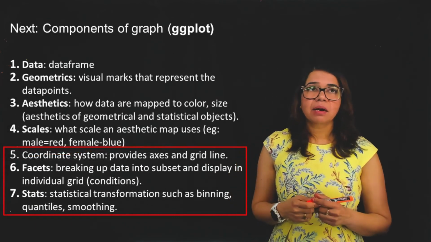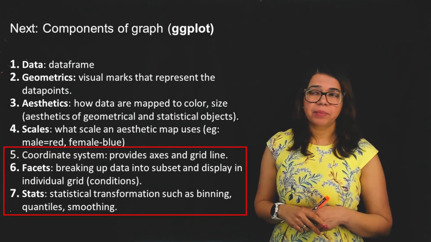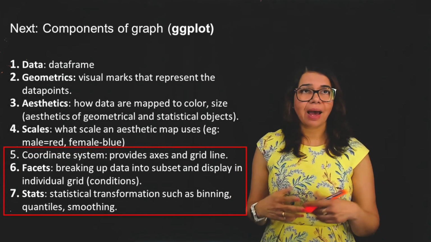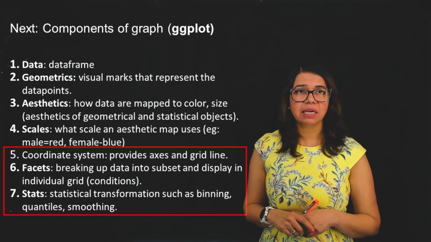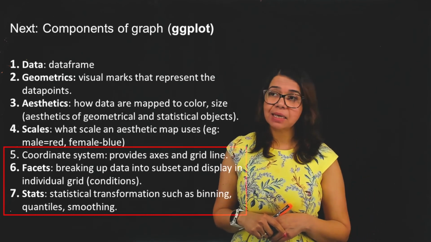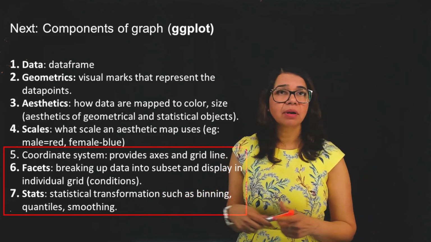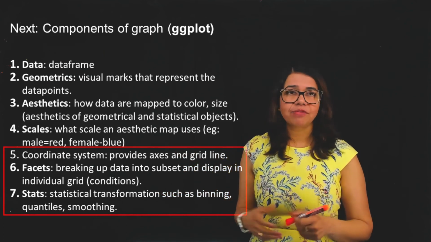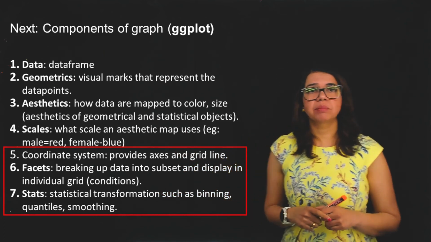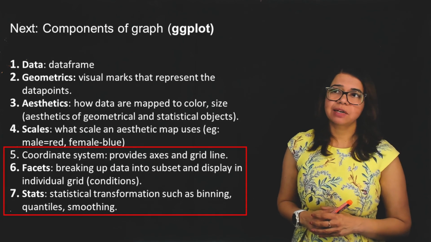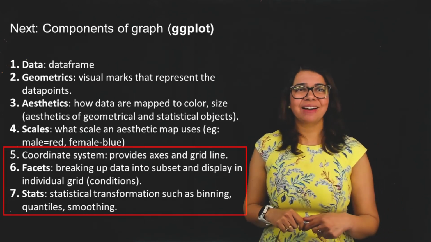And then there is some more optional information that you can add to your graphics that we will look at in the next class. These are looking at different coordinate systems, adding facets, and performing some statistical transformation of your data. So we'll come back to this in our next class.